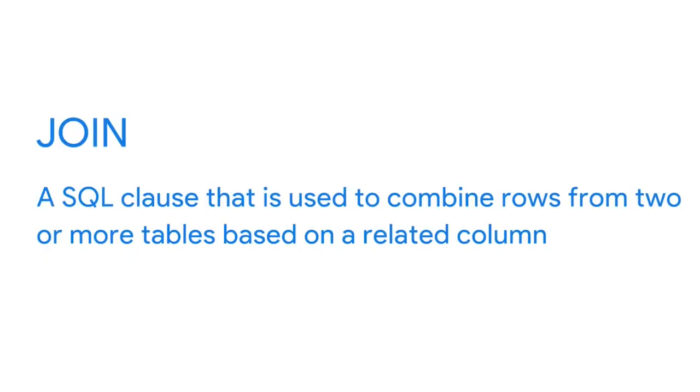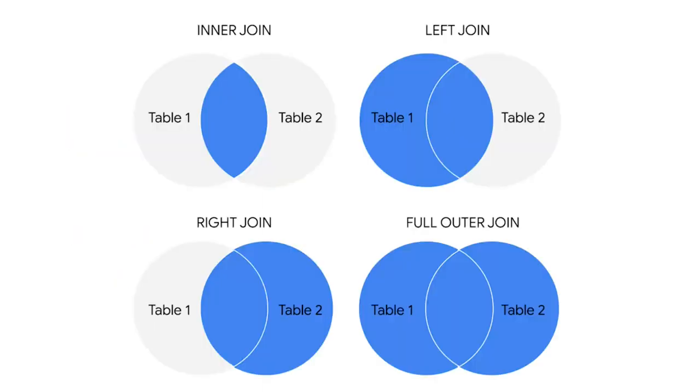Let's get started. Join is a SQL clause that's used to combine rows from two or more tables based on a related column. Basically, you can think of join as a SQL version of VLOOKUP, which we just covered. There's four common joins data analysts use: inner, left, right, and outer. Here's a handy visualization of what each join actually does. We'll use these to help us understand these functions.